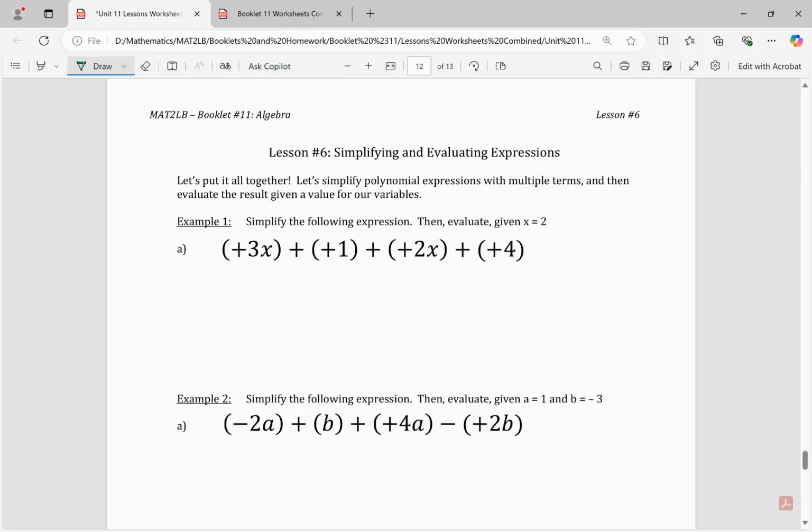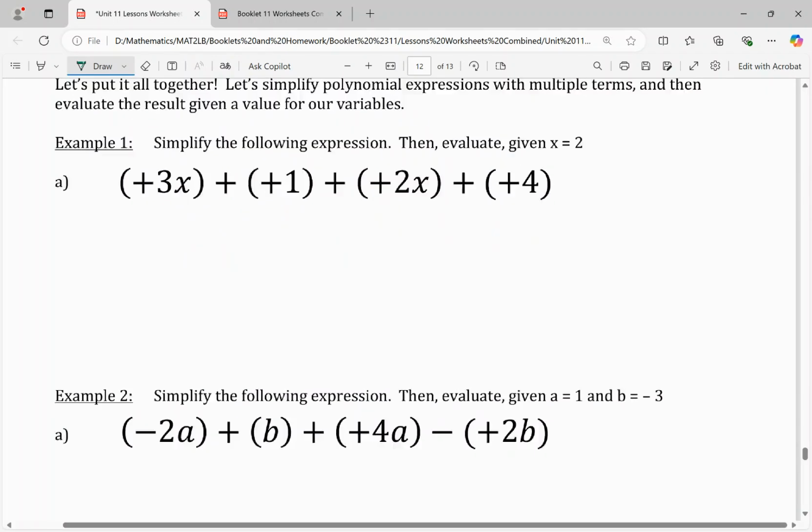All right, everyone. Today we will be completing lesson 6 in booklet 11. I believe this is the last lesson in the booklet. It is on simplifying and evaluating expressions. Now, in this lesson, we're simply going to be combining all of the concepts that we have learned in this unit. So let's take a look.